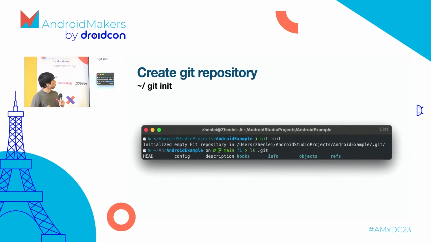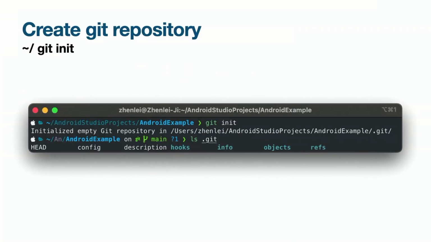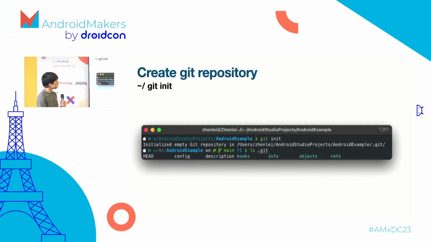Then you create a new repository with git init. What did git init do under the hood? It just created the .git folder for you with all the information and the file system. And as you can see, there is the HEAD, config, description, hooks, info, objects, and refs.